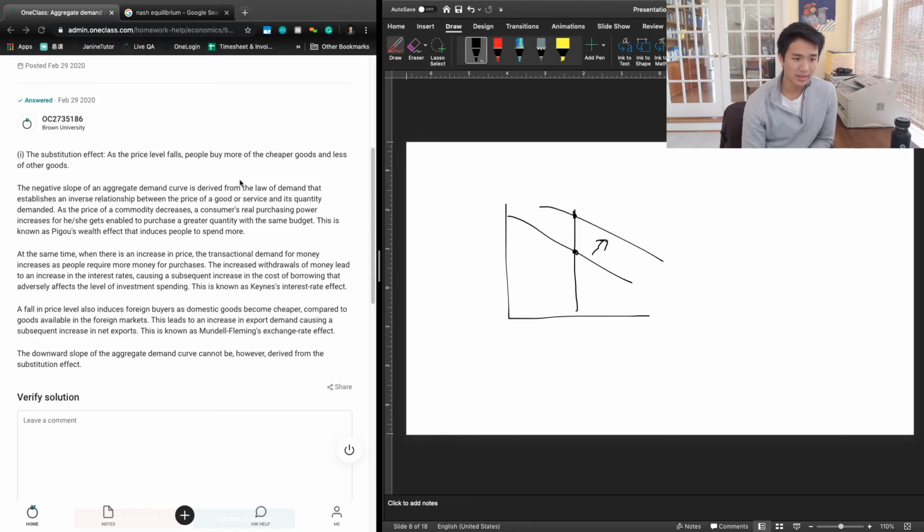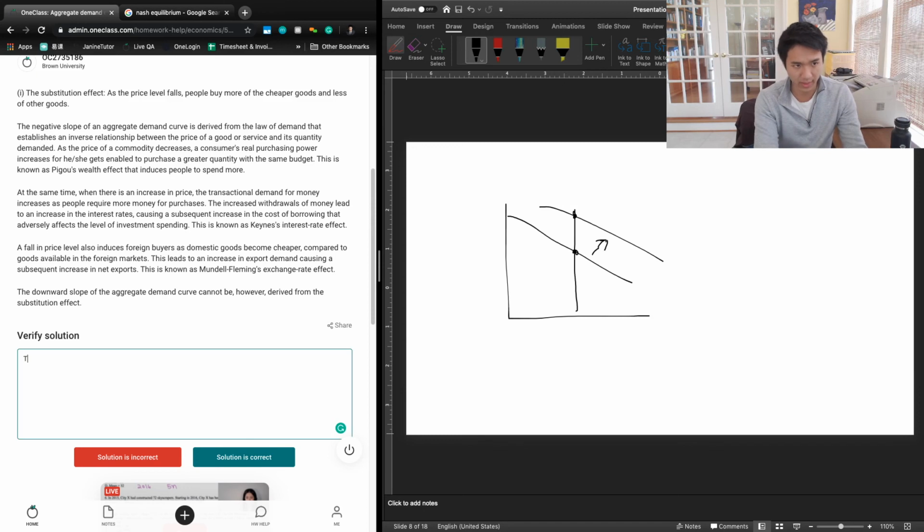A fall in price level also induces foreign buyers as domestic goods become cheaper compared to goods available in the foreign markets. This leads to an increase in export demand, causing a subsequent increase in net exports. This is known as Mundell-Fleming's exchange rate effect. That is all, these three are all good reasons. The downward sloping of the aggregate demand curve, however, cannot be derived from the substitution effect.